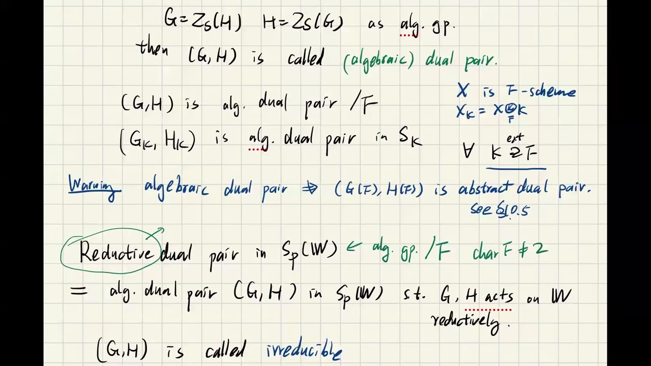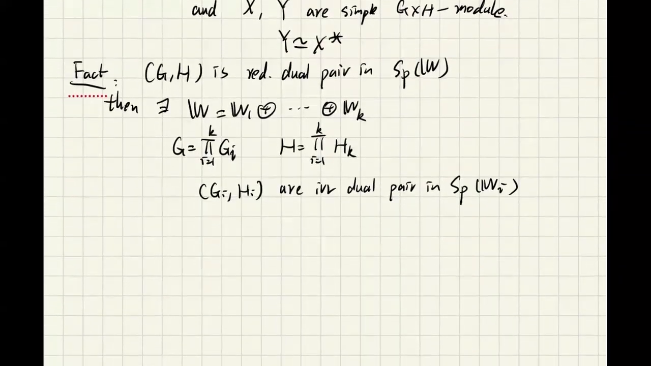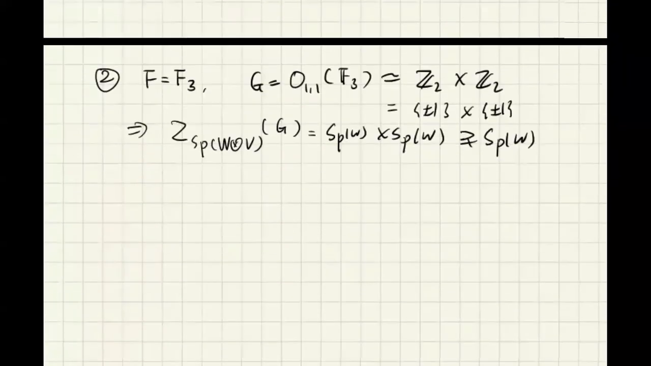Okay, so the warning is that an algebraic dual pair does not imply that the F-points of the algebraic groups form an abstract dual pair. There are several different examples in GKT's book, section 10.5. Do I need to explain what F-points for a scheme are? No need. Okay, good. So I will give you an example.